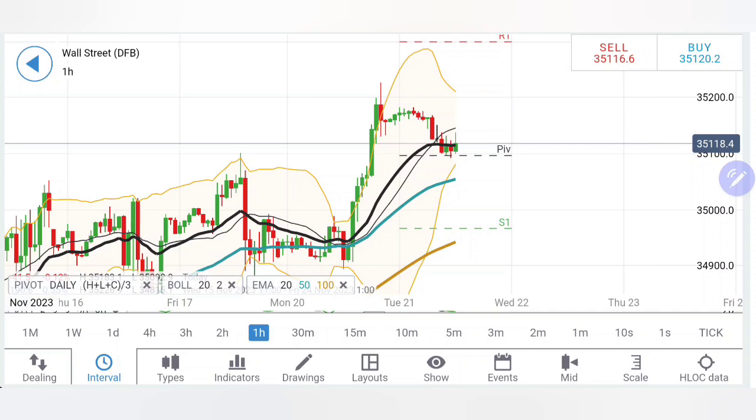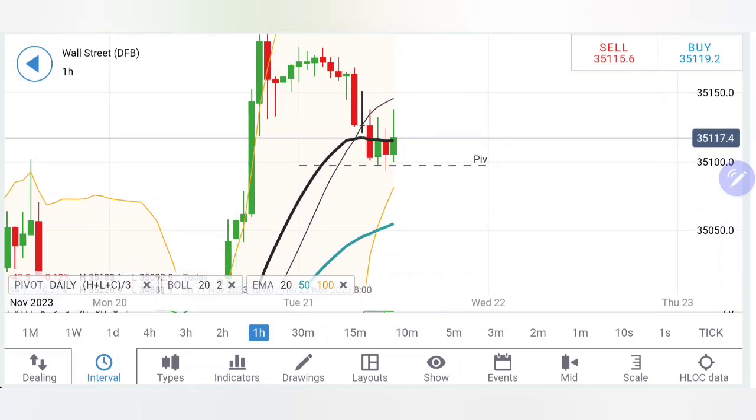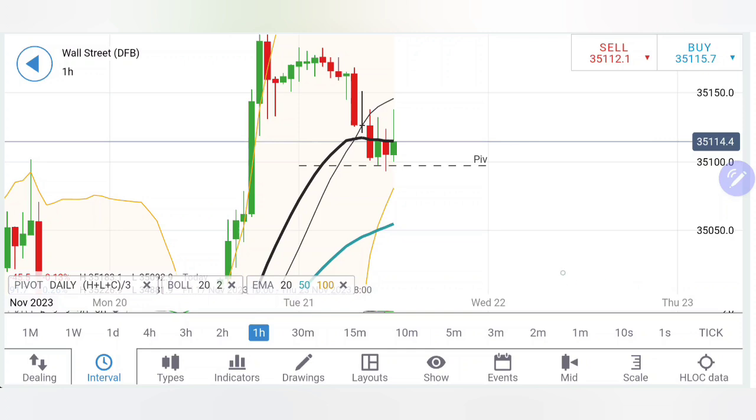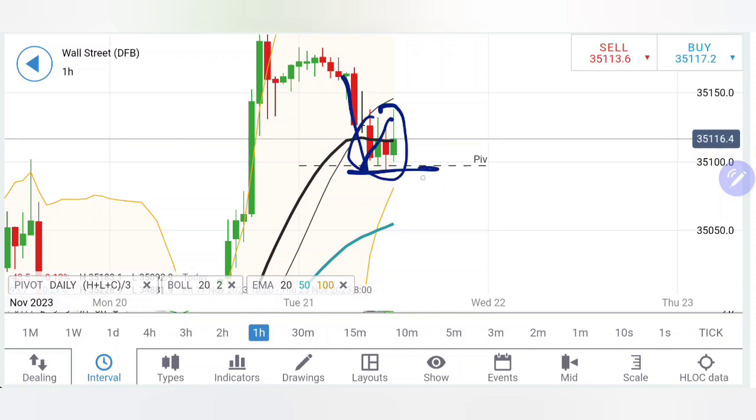Just stay bullish for 35,500 levels. But what has happened today so far on the chart, you will find prices stayed bearish. It is just consolidating right now in this zone. Just let it stay below 35,100 levels, rather I will say 35,090 levels.